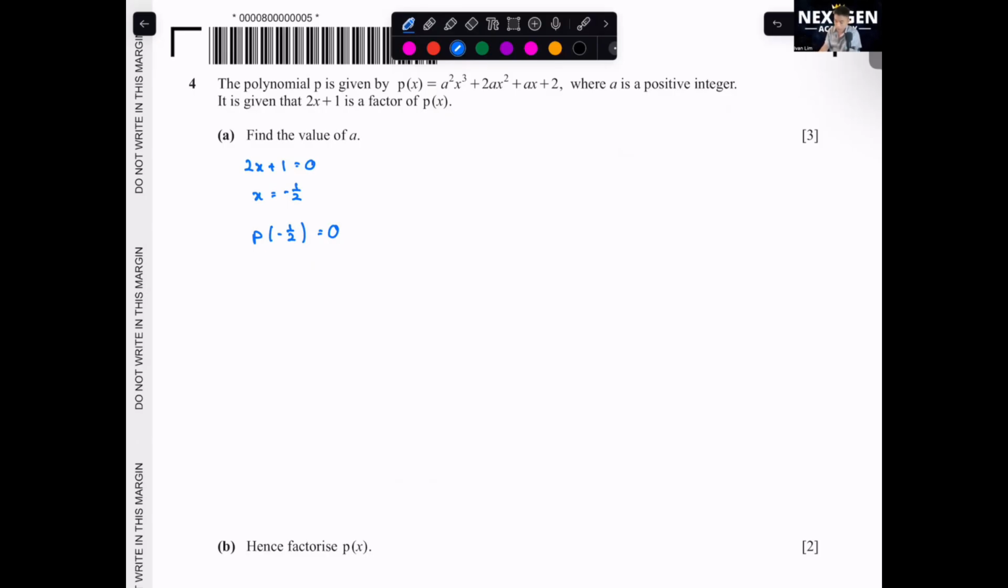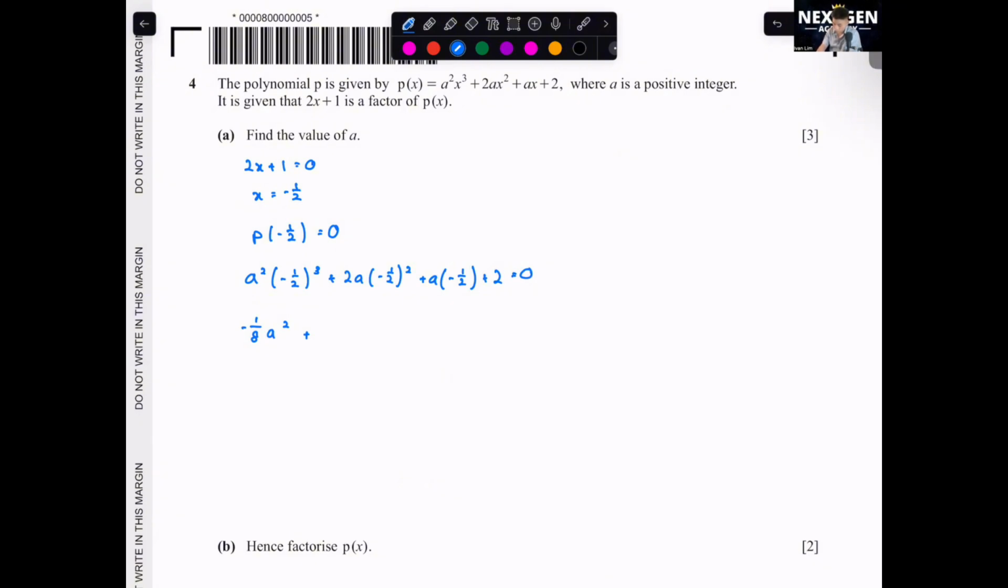Now let's sub in x equals negative 1 over 2. a squared times (negative 1 over 2) cubed plus 2a times (negative 1 over 2) squared plus a times (negative 1 over 2) plus 2 equals 0. Let's simplify this. Here will be negative 1 over 8 a squared plus, this will be 2a times negative 1 over 4.